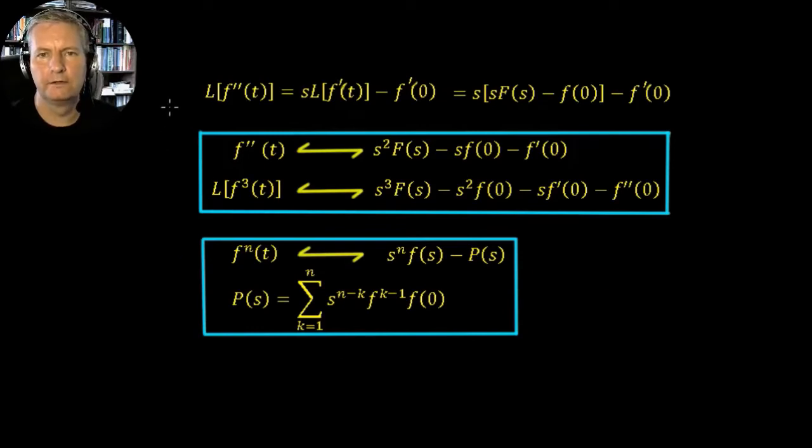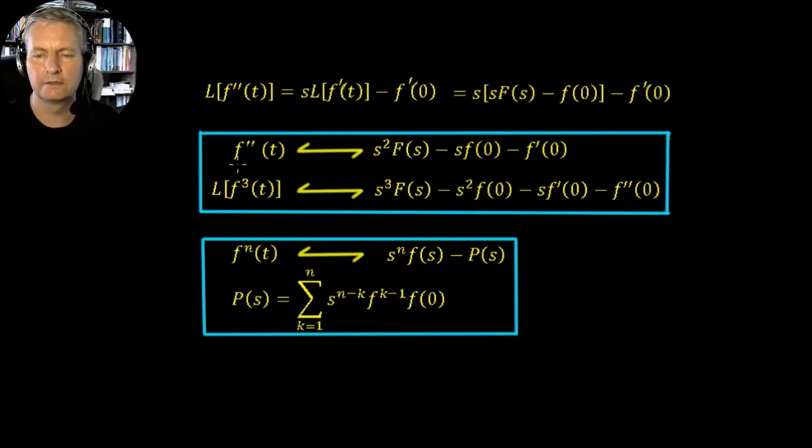So if we wanted to find the Laplace transform of the second derivative, we just use an iterative method. It's going to be s times the Laplace transform of the derivative minus f derivative of 0. So we'll just use what we've seen on the previous page, and we're just iterating it out to the second derivative. So that's going to be s times, well, the Laplace transform of f derivative of t is going to be s times F of s minus f of 0, minus f derivative of 0.